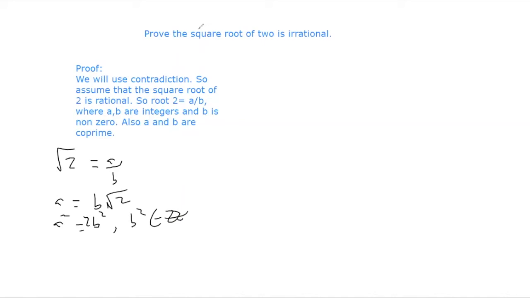And there's a proof that says if a squared is even, a is even. That you can do on your own. So we know that a squared is even, therefore a is even. So definition of even, I'll use that. So a equals 2 times k, where k is an integer.